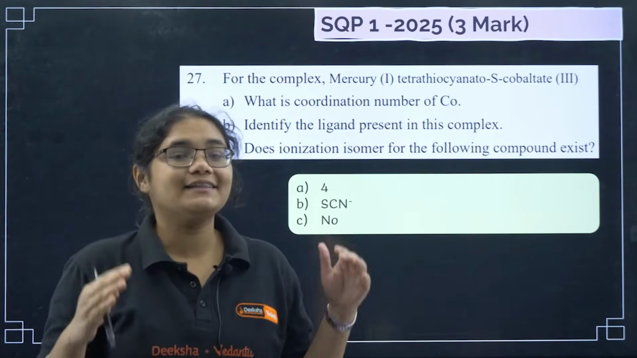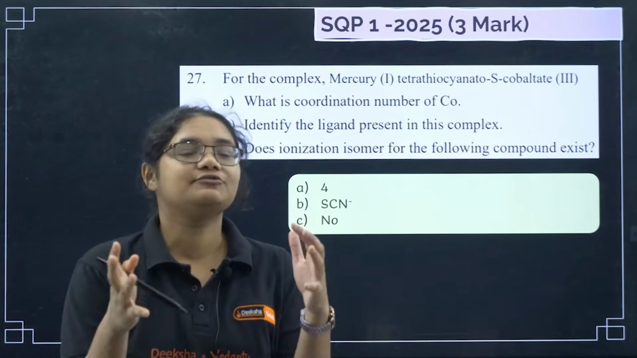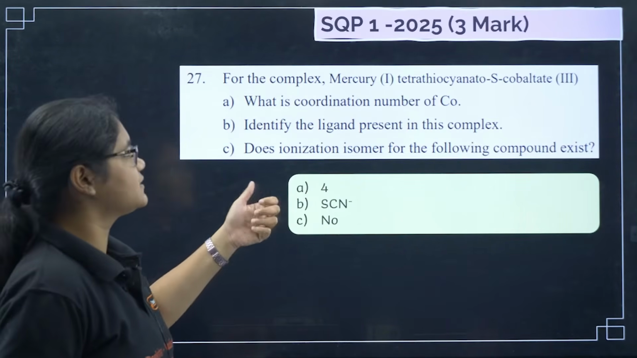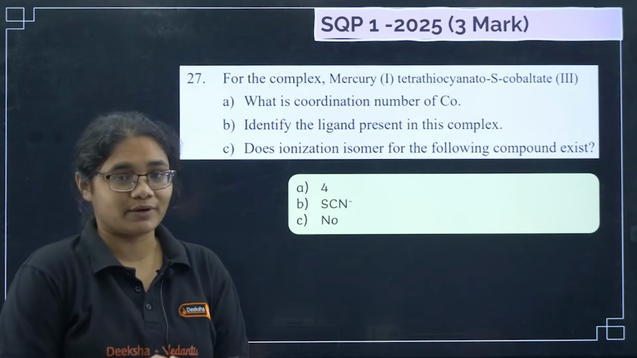Now let's see the 2 and 3 marker questions from this chapter. First, I'll take some questions that were asked in the sample question papers of 2025.